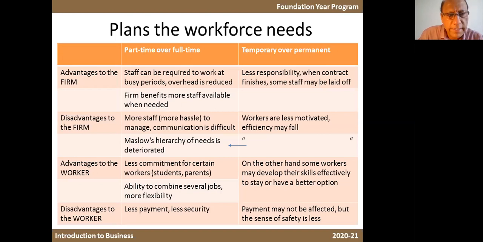What is the advantage to the company of part-time? The staff can be required to work at a busy period, like Christmas. Overheads are reduced. So when there is an emergency need, the firm can employ part-time workers. The firm benefits from the staff being available when it's needed.